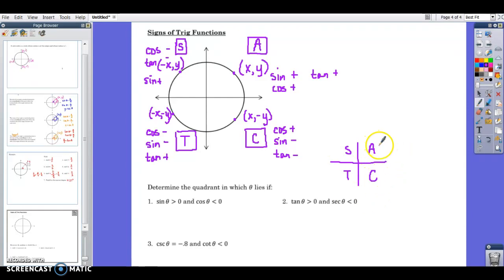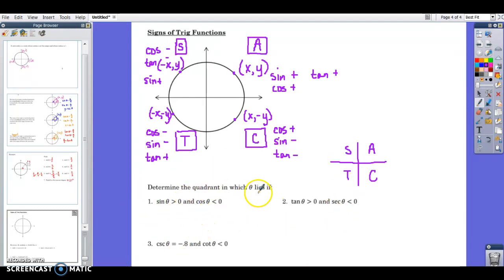So in the first quadrant, all trig functions are positive. In the second, only sine is positive. In the third, only tangent is positive. In the fourth, only cosine is positive. And so that's going to help us to answer questions like this.